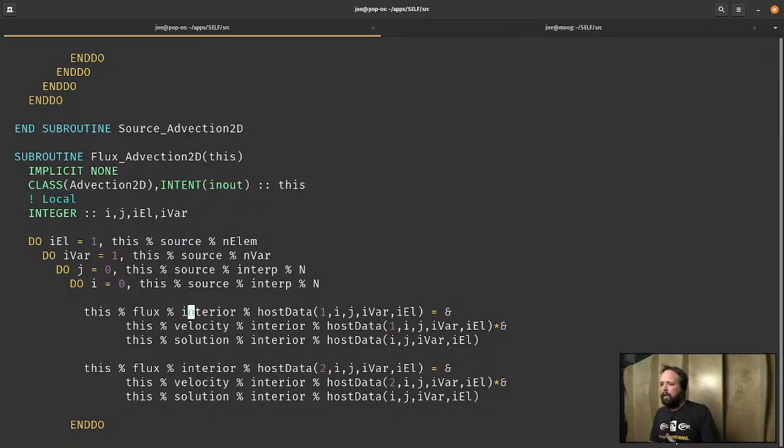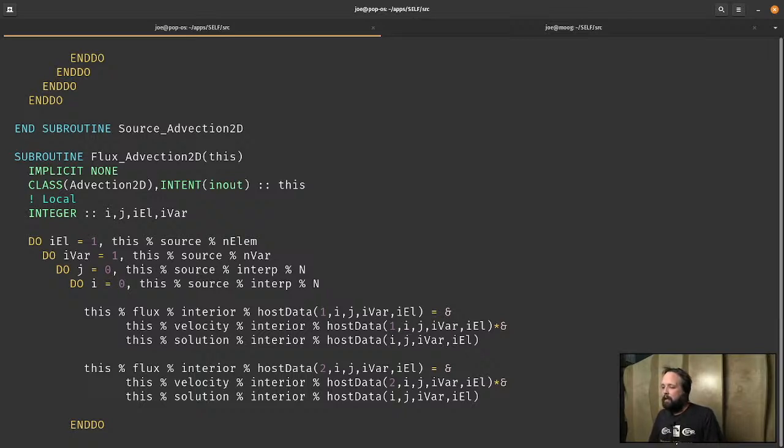And here, since we're doing the CPU side, we'll do the host data. Now the ordering of the arrays here, we've got the vector direction first, then the quadrature points, then the variable that it's associated with, and then the element. Now I've added for the advection model a new attribute called the velocity, right? We want to advect things around with the velocity field.